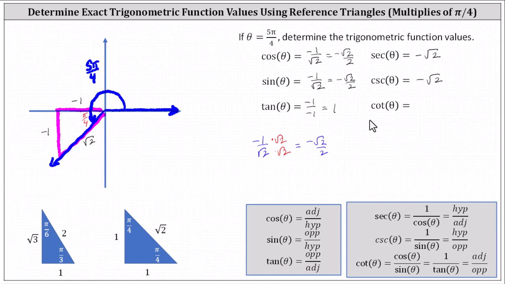And then finally, the cotangent function value equals the reciprocal of the tangent function value. The reciprocal of -1 divided by -1 is still -1 divided by -1, which is +1. Or using the reference triangle, cotangent 5 pi divided by 4 equals the ratio of the adjacent side to the opposite side, giving us -1 divided by -1, which equals 1.